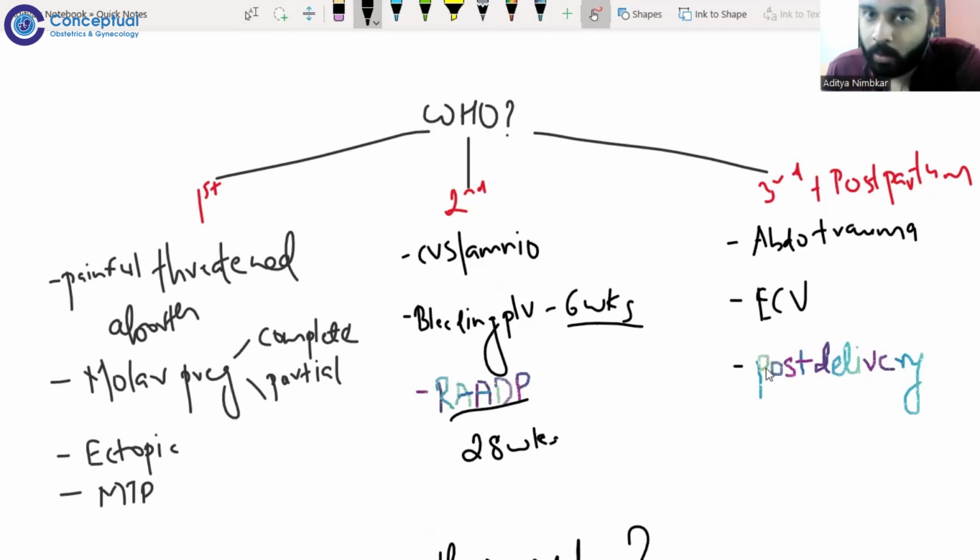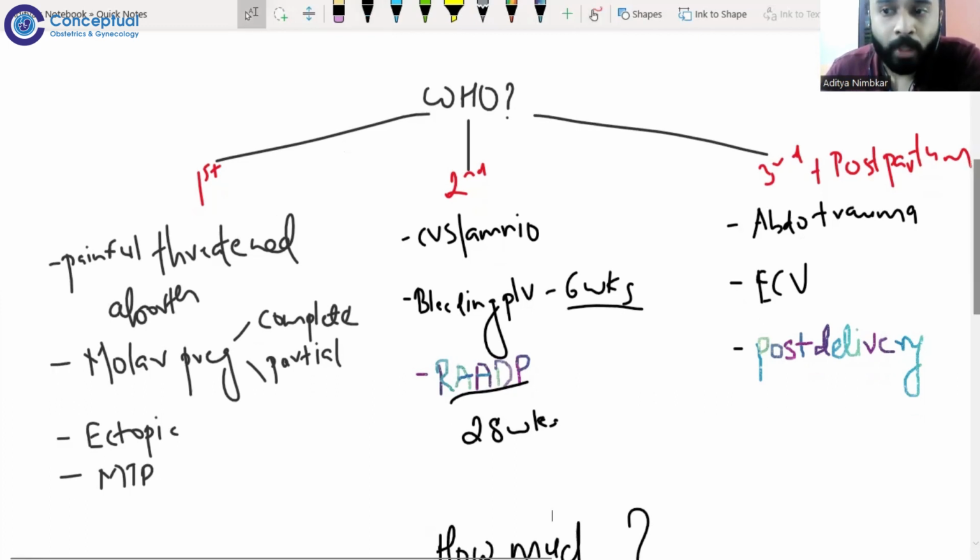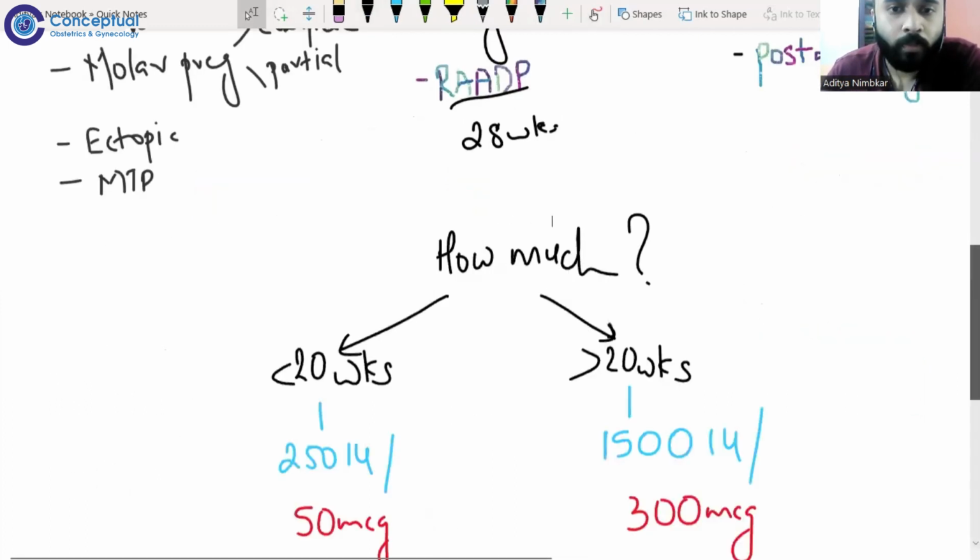Finally, post delivery. Obviously, you check the baby's blood group. If the baby's blood group is positive, give the mother anti-D. After all this, you would be thinking, what is the dose in which I should be giving? Well, the doses are well defined.